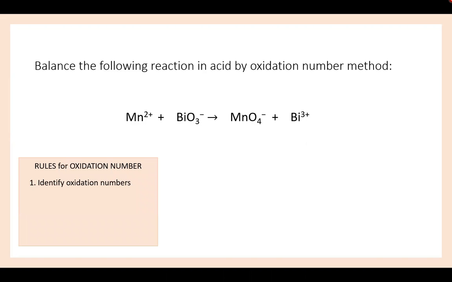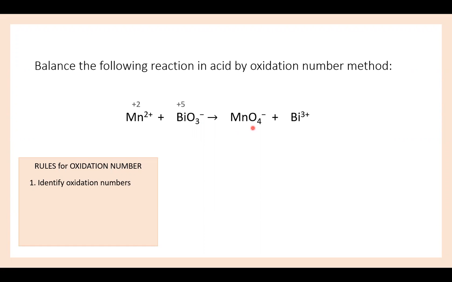Our first step is to identify the oxidation numbers of the redox atoms. Any cation will have the same oxidation number as its charge. So the manganese has an oxidation number of +2. For BiO3-, the sum of the oxidation numbers has to add up to the charge. Oxygen has a -2 oxidation number, so that's -6, which makes bismuth +5.